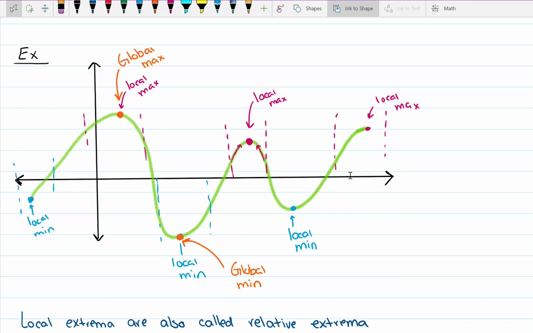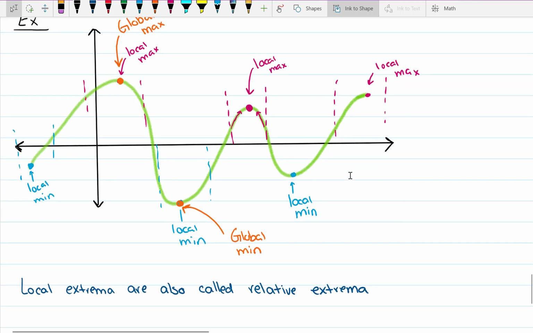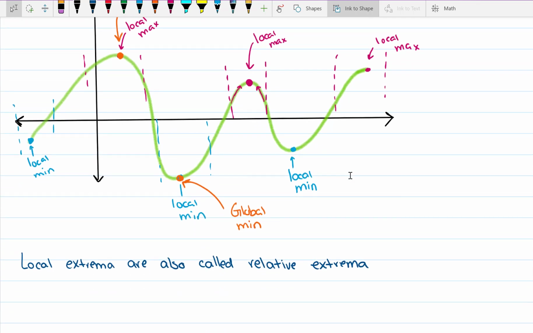There's also the possibility of there being no global min or no global max depending on the endpoints. By the extreme value theorem, if it's a closed interval, we know we're guaranteed to get those. Local extrema are also called relative extrema. So relative to a portion of the graph, they would be the largest or smallest value.